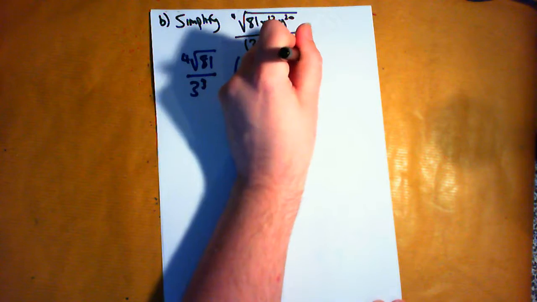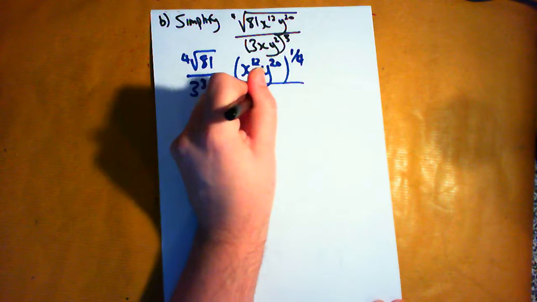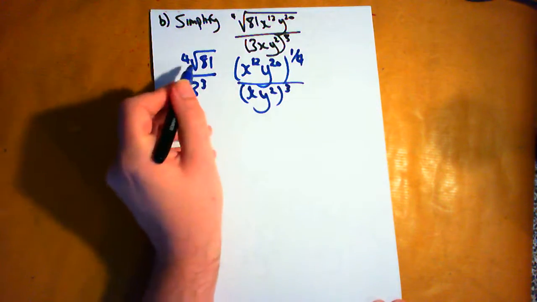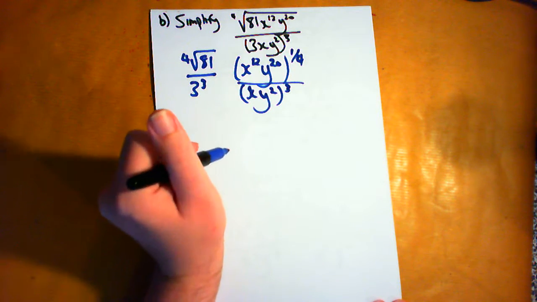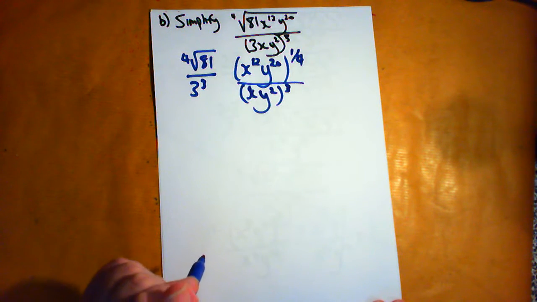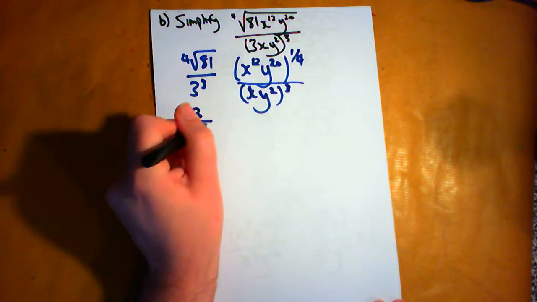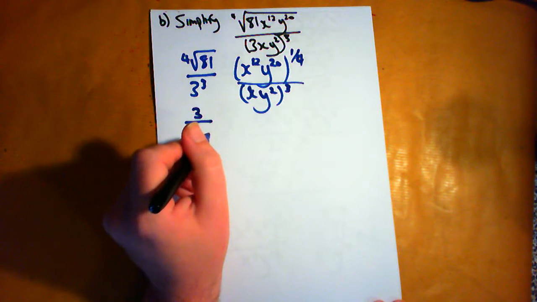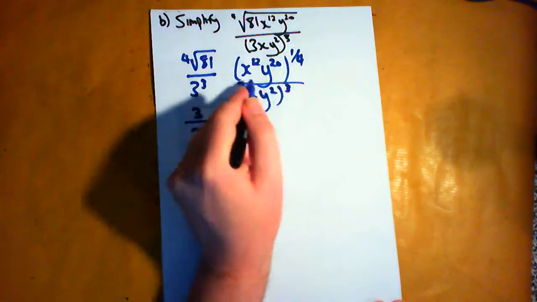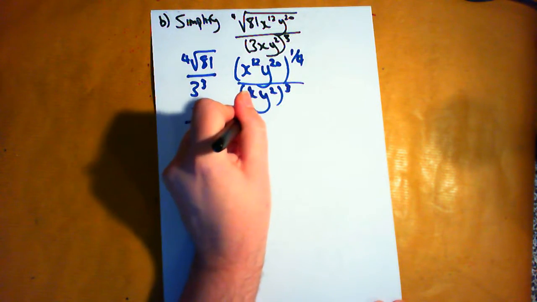A 4th root is a power of a quarter over, we've got x y squared to the power of 3. 4th root of 81, what times itself, and then times itself again, gives you 81. That will be 3. 3 to the power of 4 is 81. So this is 3 over 3 cubed, which is 3 times 3 times 3, 27. And then on the top we multiply the powers, so we've got 12 times a quarter is 3.